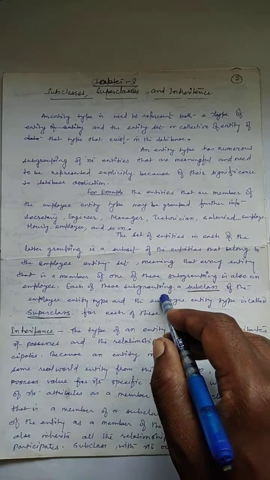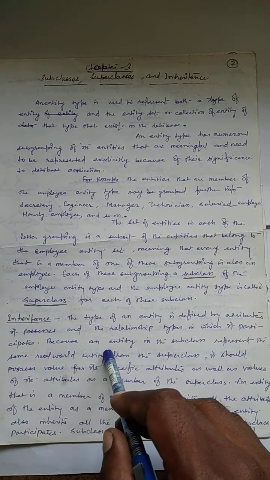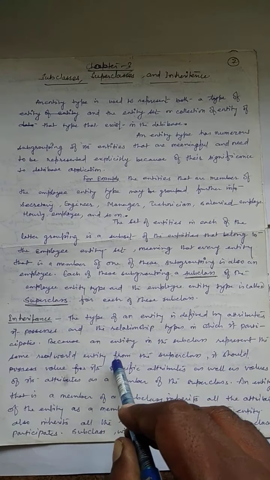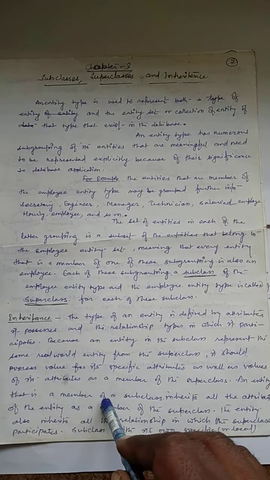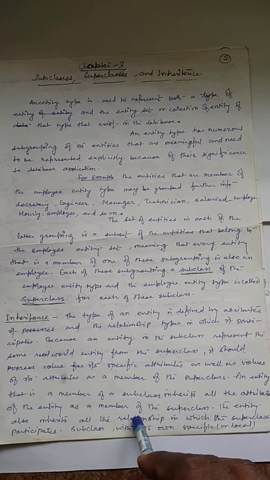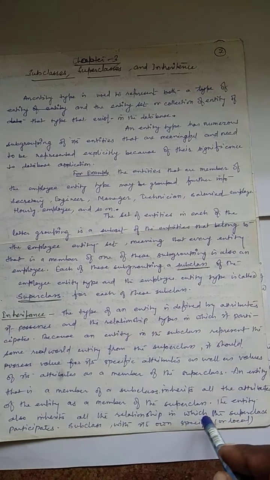Inheritance. The type of an entity is defined by the attributes it possesses and the relationship types in which it participates. Because an entity in the subclass represents the same real-world entity from the superclass, it should possess values for its specific attributes as well as values of its attributes as a member of the superclass. An entity that is a member of a subclass inherits all the attributes of the entity as a member of the superclass. The entity also inherits all the relationships in which the superclass participates.